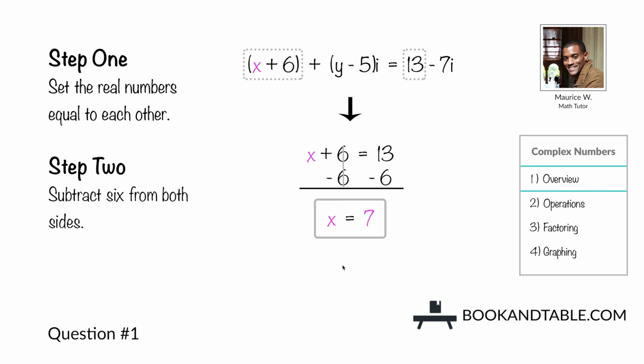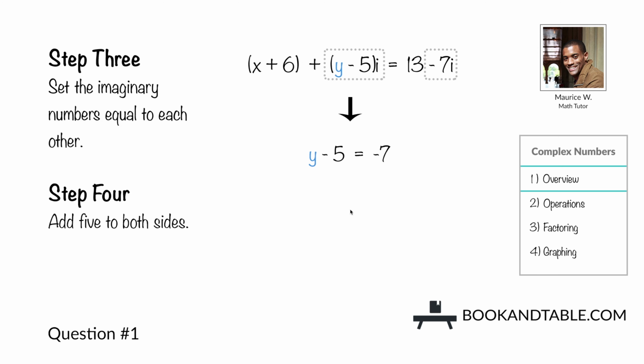So we solve for x, and now we can solve for y by setting the imaginary numbers equal to each other. So that gives us y minus 5 is equal to negative 7. We can leave the i's out.